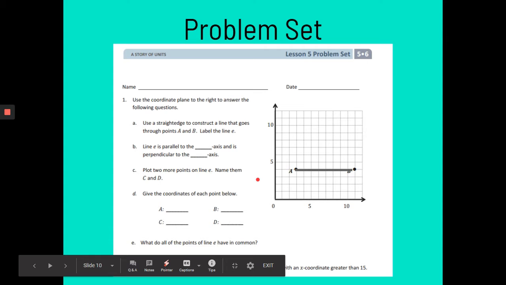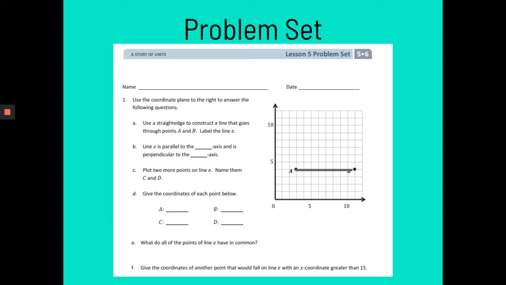And this is going to help us understand when we get further along and there's more than just one line on a grid, on a plane. So it's just good practice for right now.